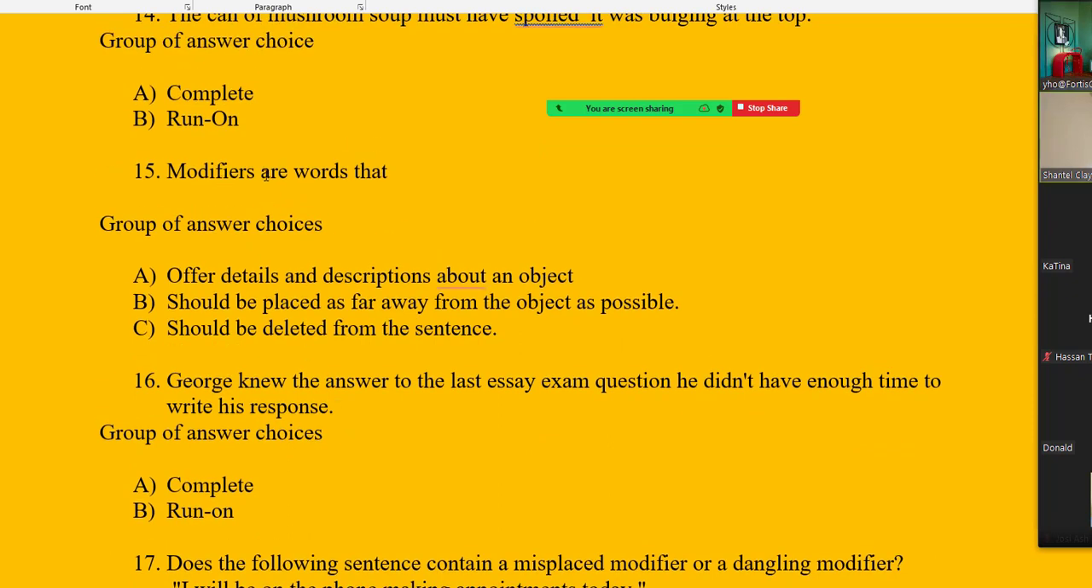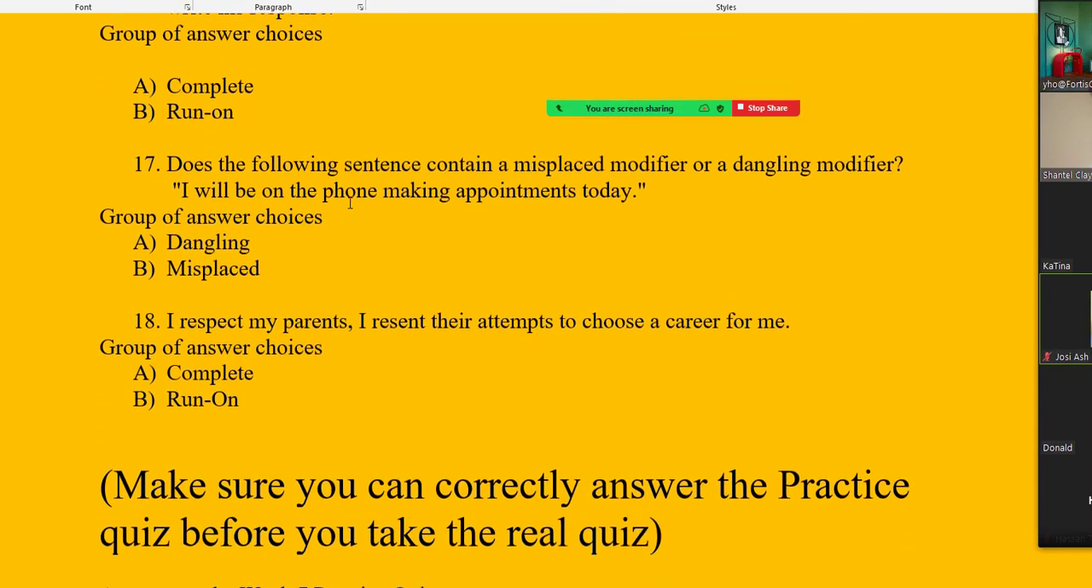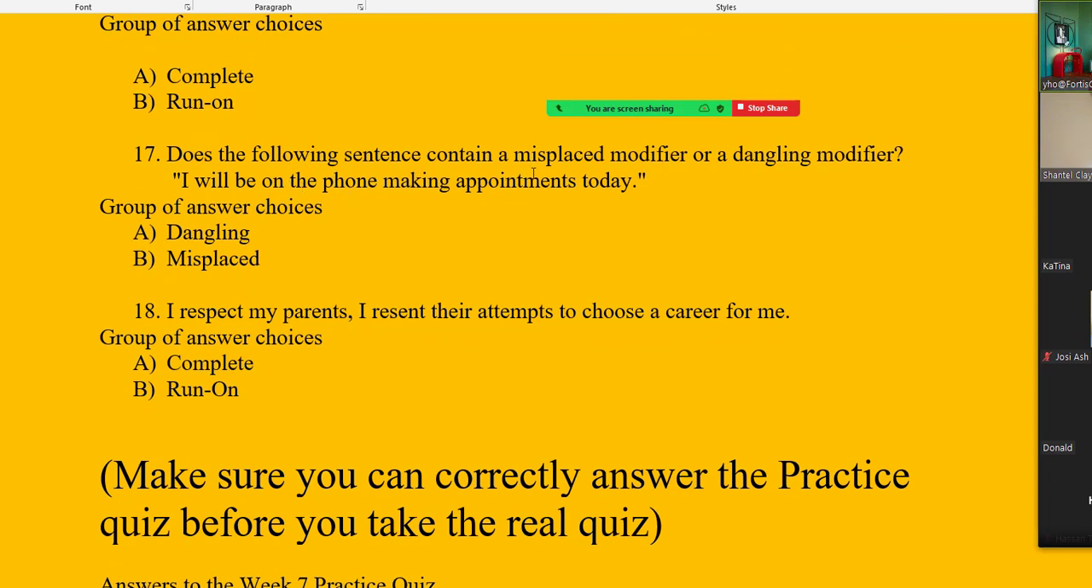So modifiers are words that. Oh, so it's not true and false. Okay. Is it A, B, or C? A. It offers details and descriptions about an object. George knew the answer. Didn't we have this? Didn't we do this already? Okay, so is this a complete sentence or a run-on? Run on. Yeah, run on. Good.